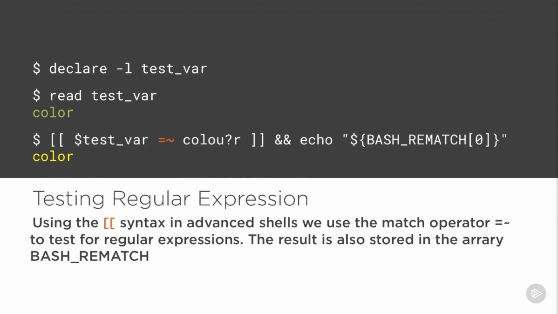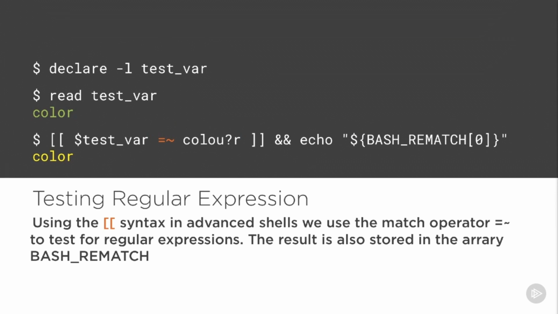We can then have it optionally including the letter U, so we can look for it with American or UK spelling. We've got our question mark, which follows the U, and that makes the U optional within our regular expression. We can also then go through and say what we have matched on.